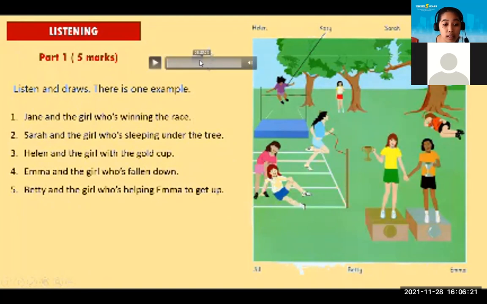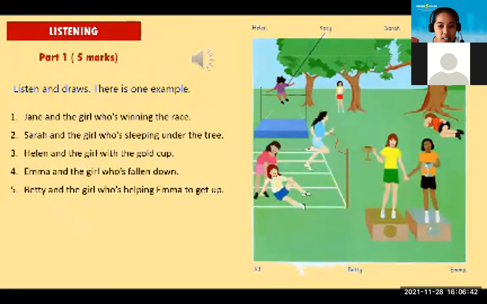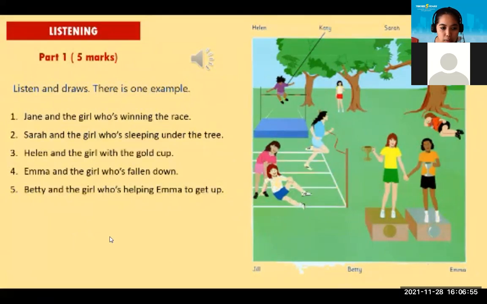What did you say, Bin? I see it's blue. Let's just wait for a while. I will just type. I think it's my internet that is weak this time. I will just type these numbers 1 to 5 in the chat box so that while you listen, you can also read. Okay, Bin?